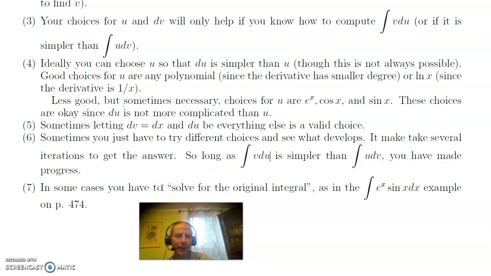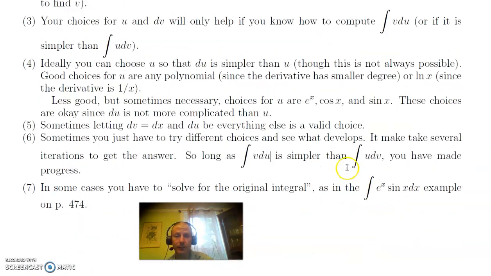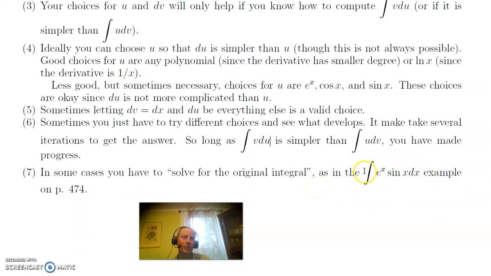Now, in the toughest integration by parts problems that you're likely to be asked, you're going to go through several iterations and you're not going to get an answer, but eventually you'll notice the original integral appearing. After several iterations you've got the integral of v du, and at that iteration it equals the original, whatever the original choice was for u, the integral of u dv. Then you have an equation where you can solve for that original integral to figure out the answer.